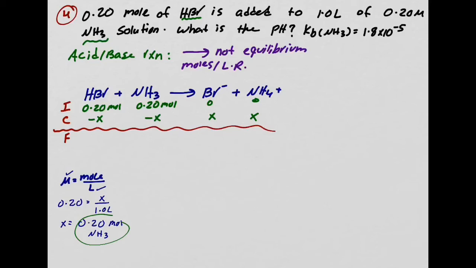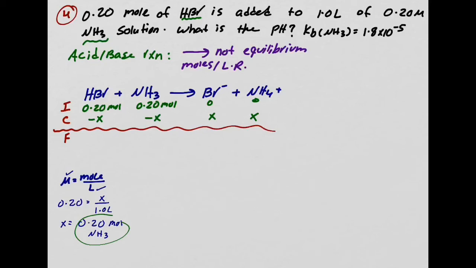Both are the limiting reagent here, right? Because remember, for 1 HBr, you use 1 ammonia. If I have 0.2 moles of HBr, it is going to react with 0.2 moles of ammonia. You have exactly the same amount of acid and base, so every single HBr is going to react with every single ammonia. You guys follow that? Okay.